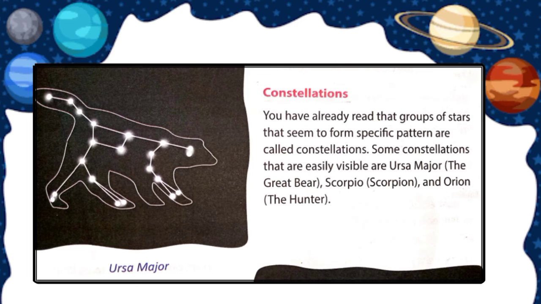meaning the Hunter. Another example is the stars of the constellation Leo, which seem to trace the outline of a lion, and the name Leo means lion in the Latin language. Even the constellation Draco, whose name is Latin for dragon, is said to look like a dragon.